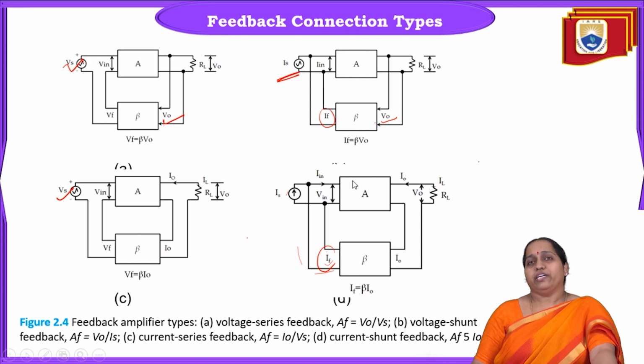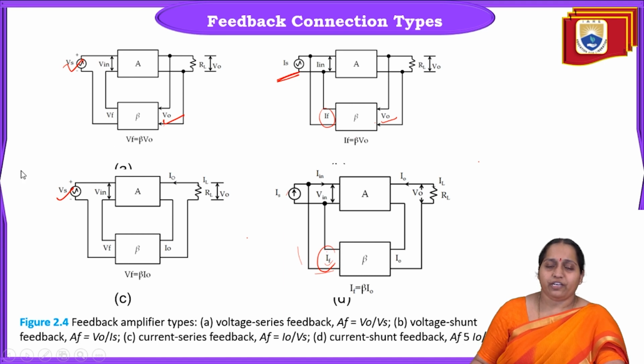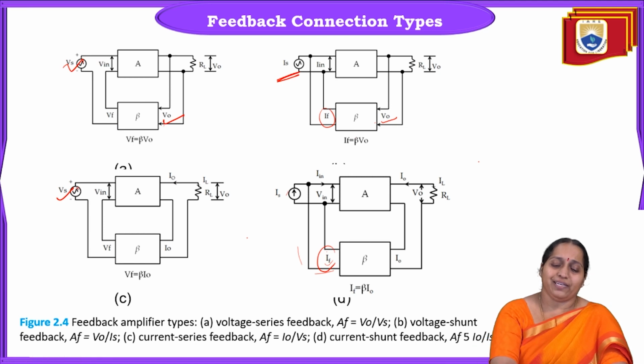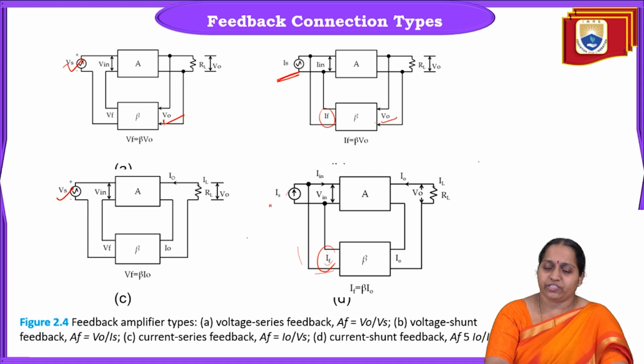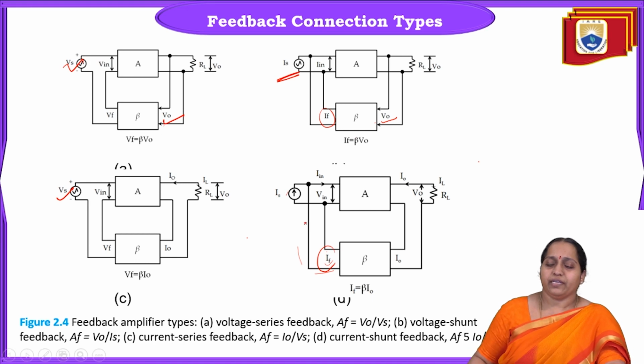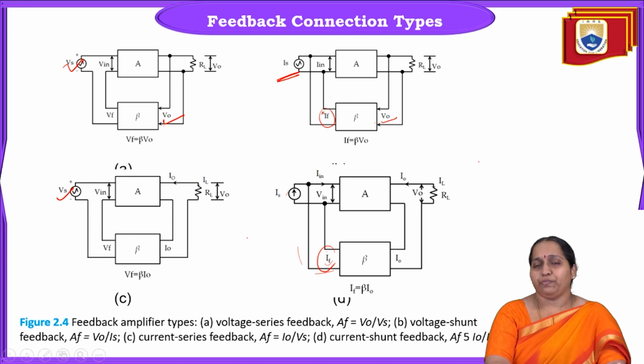So the only thing is, if it is voltage series or current series, if it is a series connection, the source that you are taking is a voltage source, and the feedback signal also will be a voltage signal only, Vf. Okay, and you are connecting the feedback signal in series with the input signal. Coming to the shunt configuration, whether it is voltage shunt or current shunt, the source is taken as a current source. So obviously the feedback signal also will be If. Okay, and in both cases, the feedback signal is connected in shunt with the input signal.